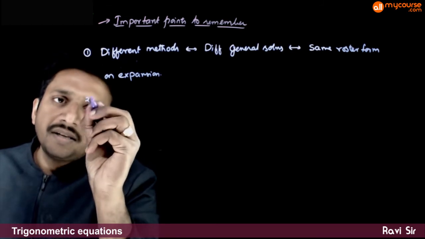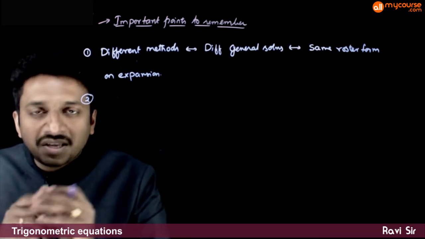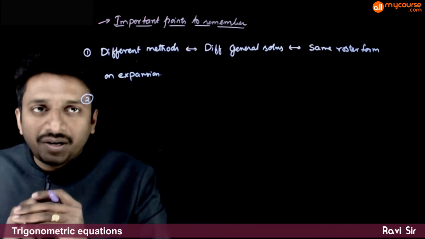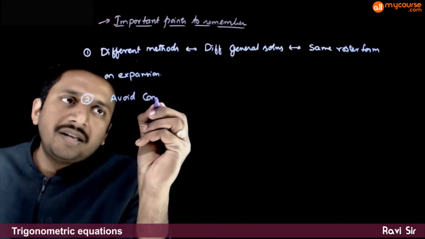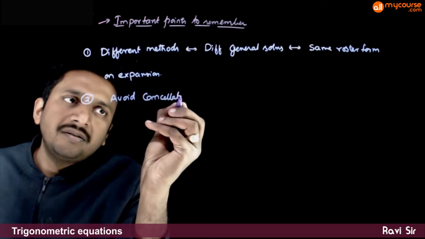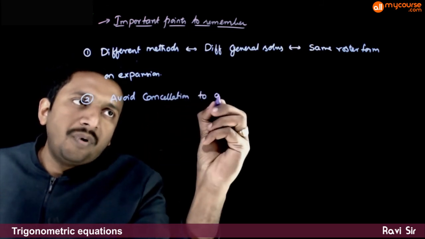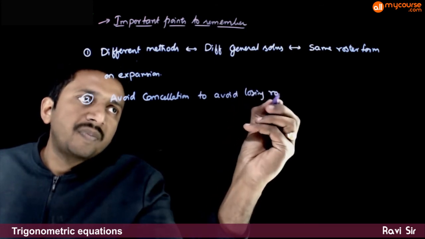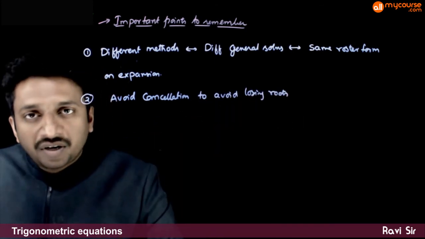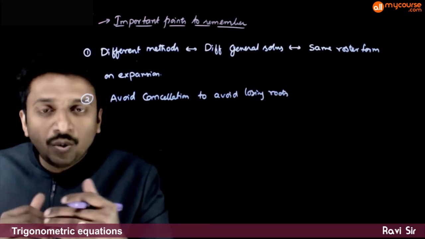So the second thing that you need to remember is avoid cancellation of trigonometric ratios to avoid losing roots. So if you cancel trigonometric ratios in a trigonometric equation, you might lose some solutions.